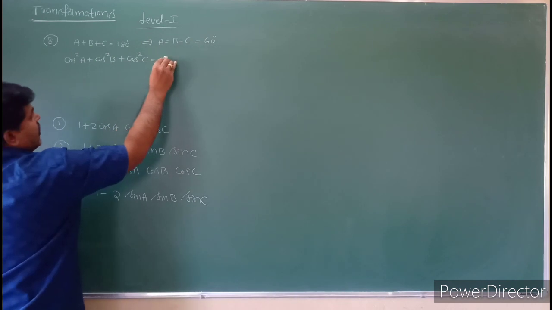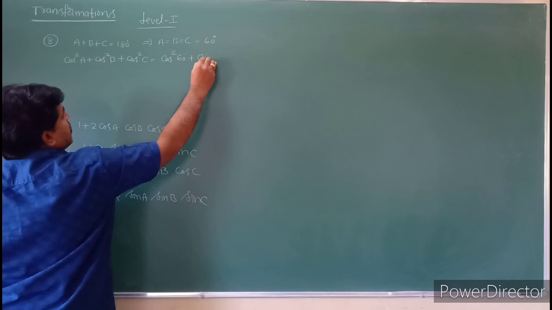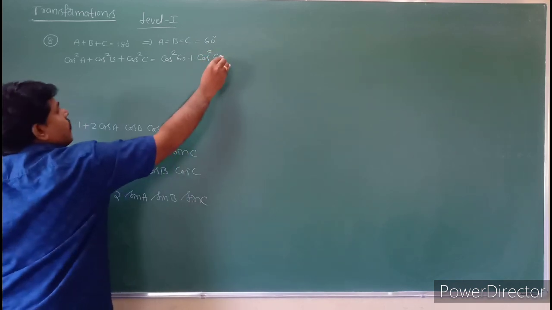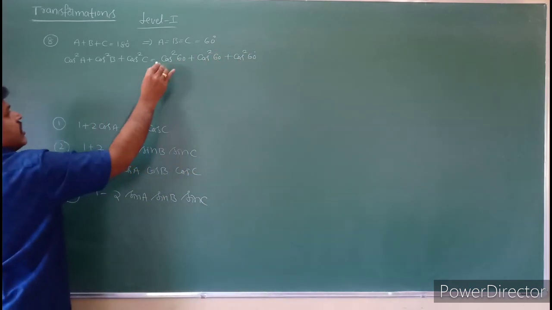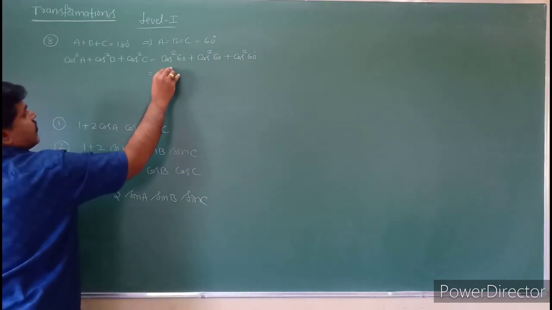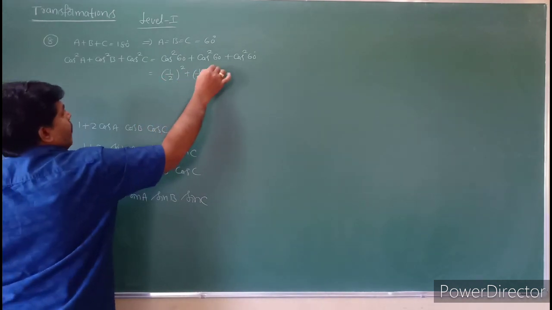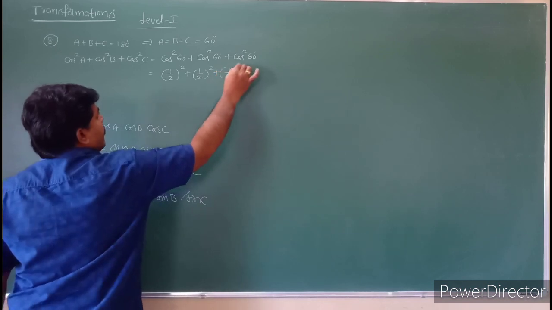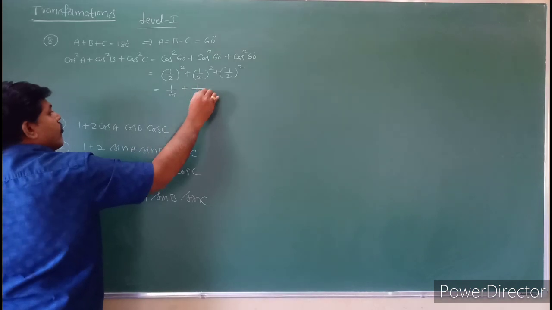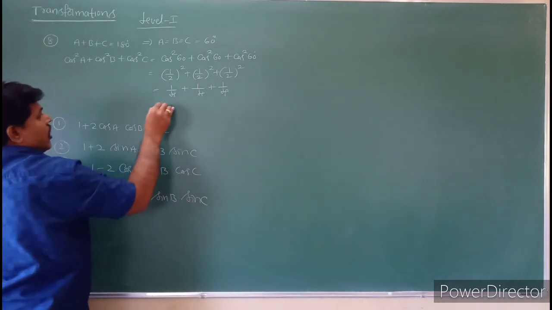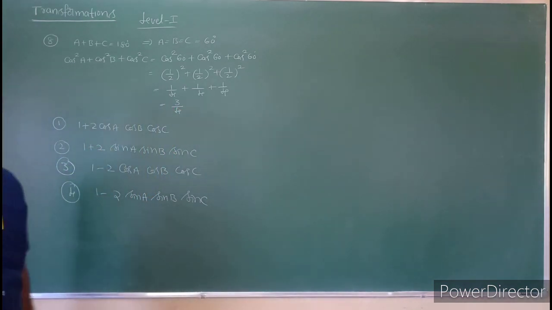What happens? It will become cos square 60 degrees plus cos square 60 degrees plus cos square 60 degrees. What is the cos 60 value? Cos 60 value is nothing but 1 by 2. So 1 by 2 whole square plus 1 by 2 whole square plus 1 by 2 whole square. So it will become 1 by 4 plus 1 by 4 plus 1 by 4, which is 3 by 4.